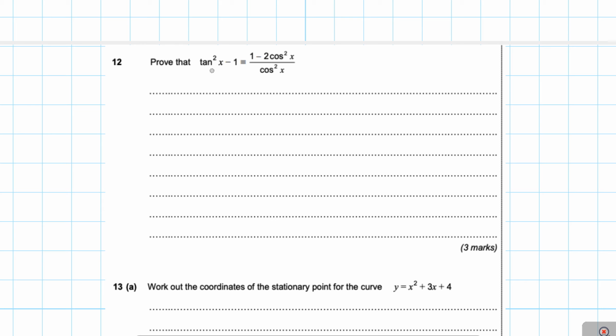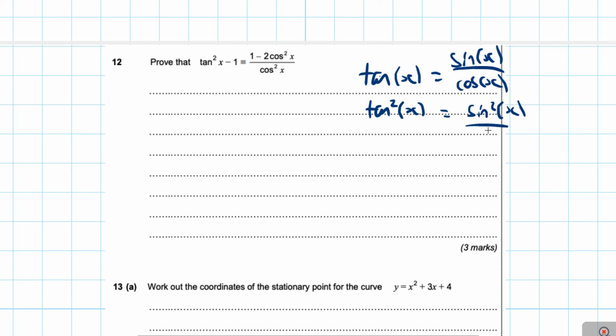The first thing that I would do here is probably rewrite tan, because I know one of the rules: tan x is equal to sine x over cos x. So if we square both sides we get tan squared x equals sine squared x over cos squared x, and therefore we can substitute that in, so it becomes sine squared x divided by cos squared x minus 1. And then the goal here is we're always trying to get to this as a goal, so if you're stuck, you should refer back to it and think how we can get to the next step.